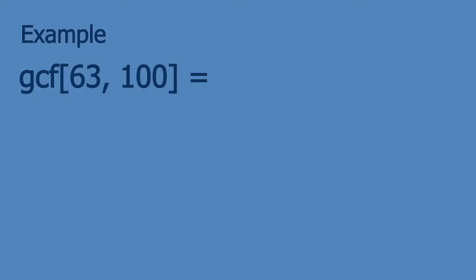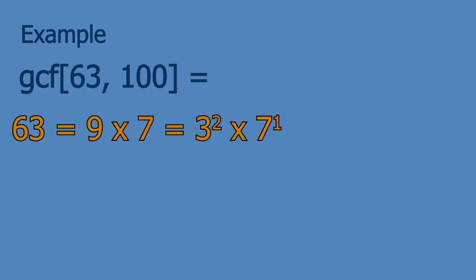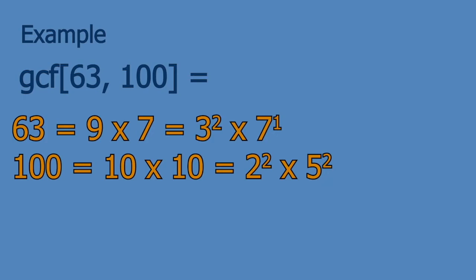Well, every now and then you're going to encounter examples or problems that are similar to this. So, for example, you're looking for the greatest common factor of 63 and 100. Well, we're going to go through the steps. We're going to break each and every one of them into their prime factors. 63 equals 9 times 7, which is basically 3 squared times 7 to the 1st power. 100 is basically 10 times 10, which is 2 squared times 5 squared.